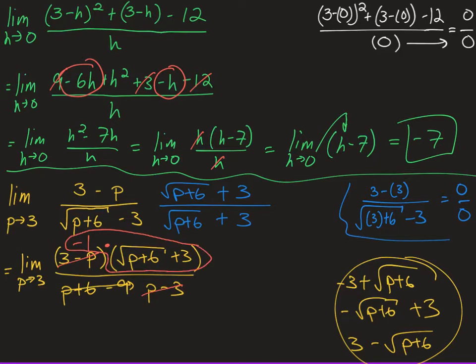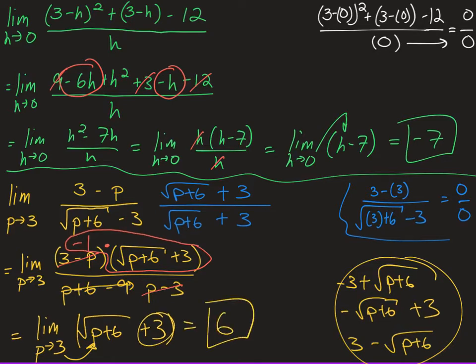All right, so let me get that written out. So this is the new limit here. The limit as p approaches 3 of the square root of p plus 6 plus 3. Then you can make the direct substitution here. You'll have 3 plus 6 inside the square root, which is 9. The square root of 9 is 3. Plus this extra 3 will give you an answer of 6.